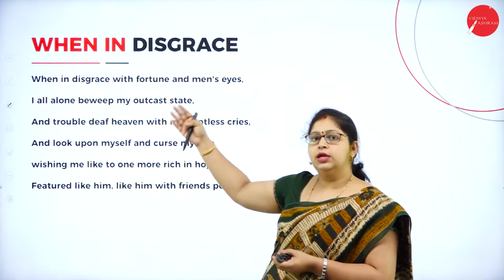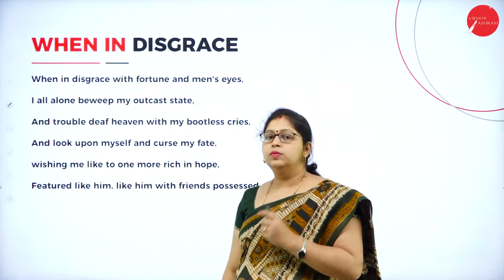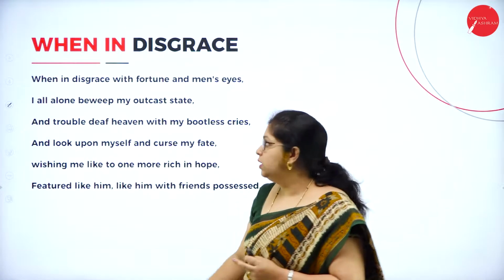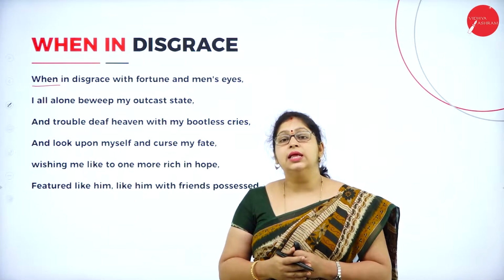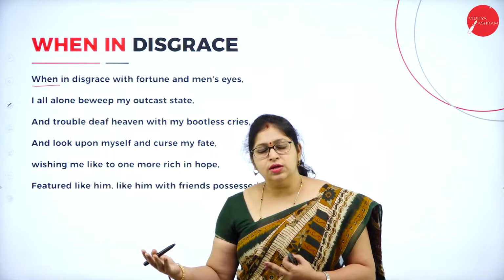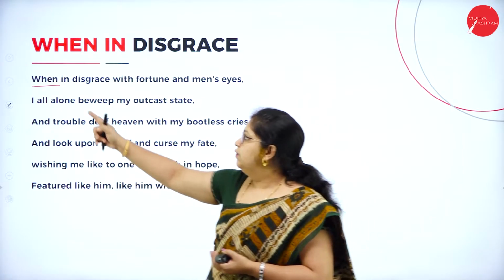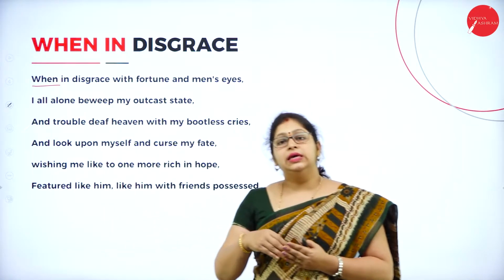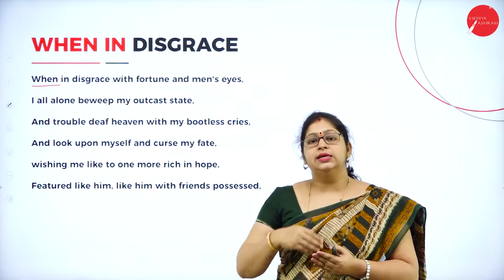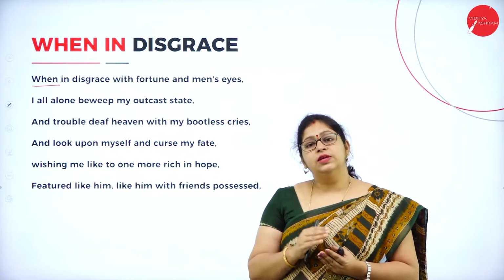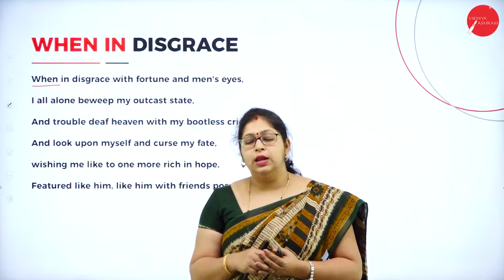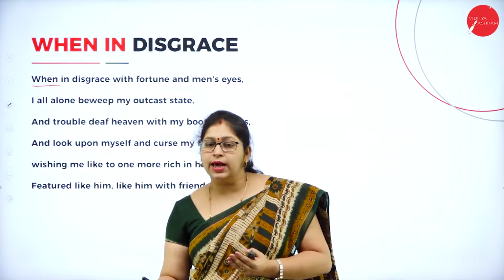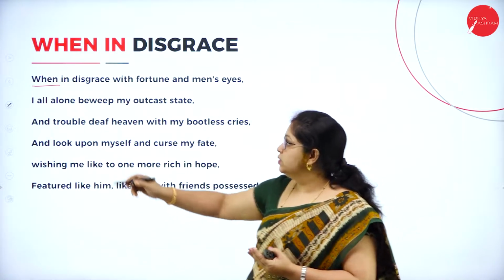Next, we'll directly go to the poem. The poem starts with the question word when. Why has he started this with the question when? The sonnet here starts with the word when because here he is expressing his disgrace, he is expressing his fortune which is not what he wished. It is different from other people. So, he is comparing his life with others. So, it starts with when.